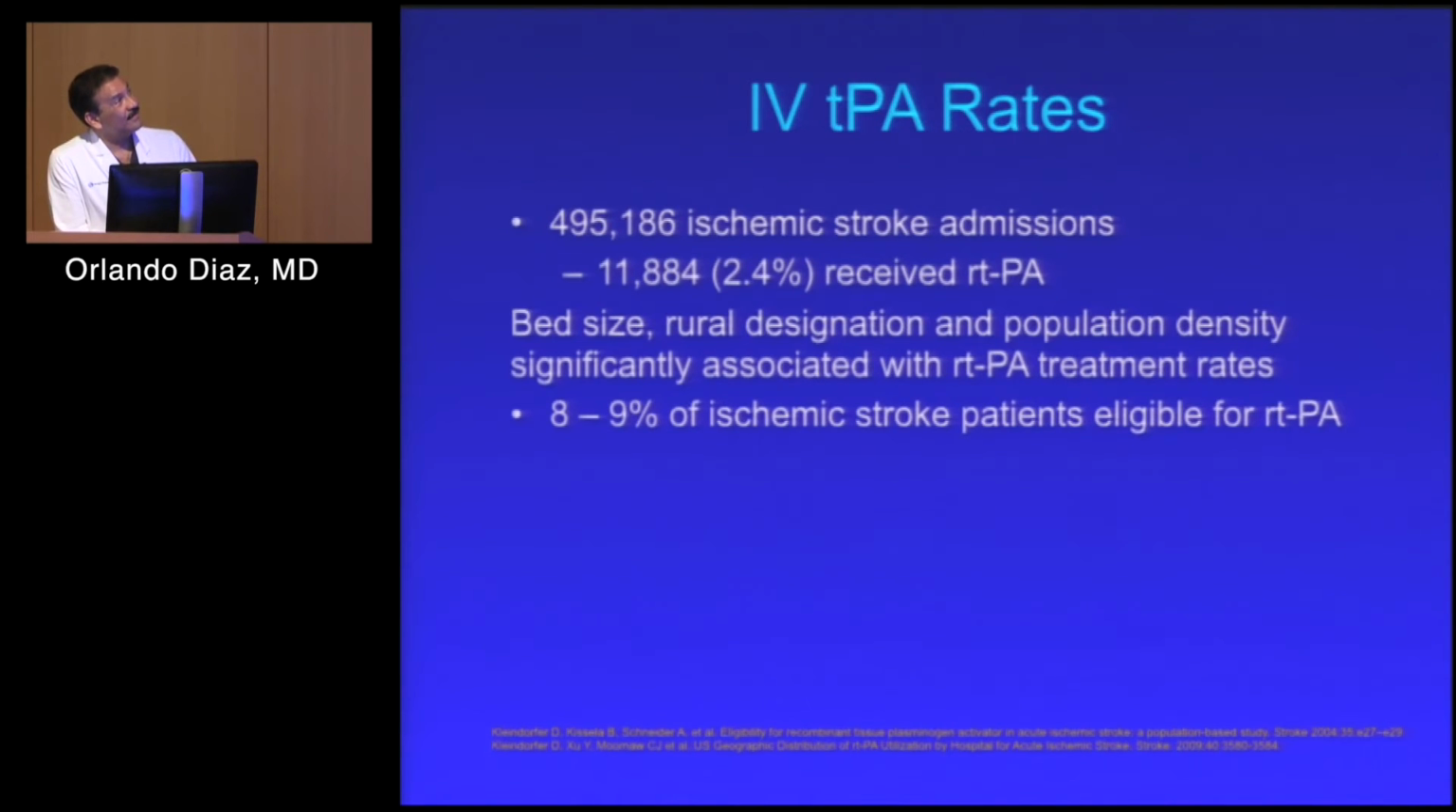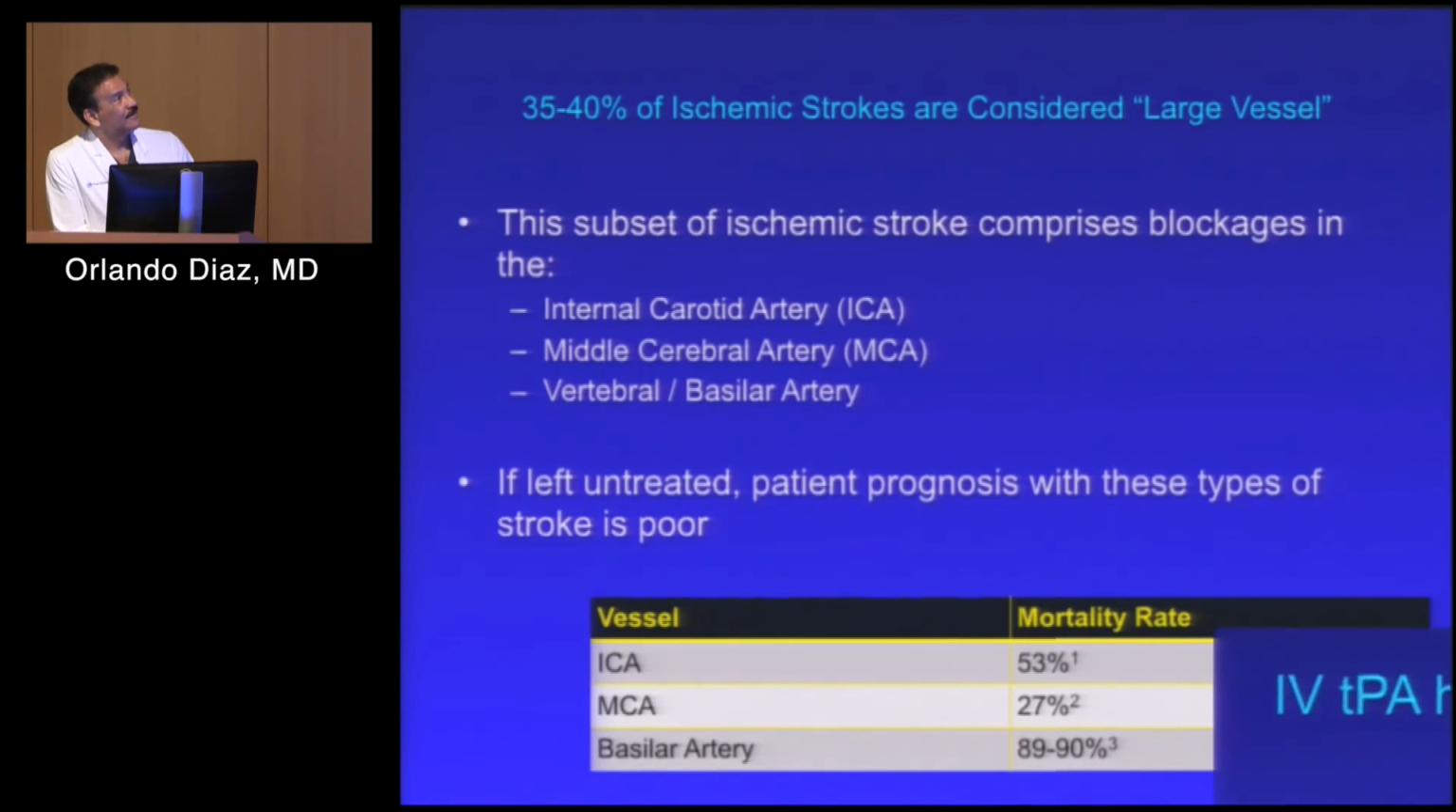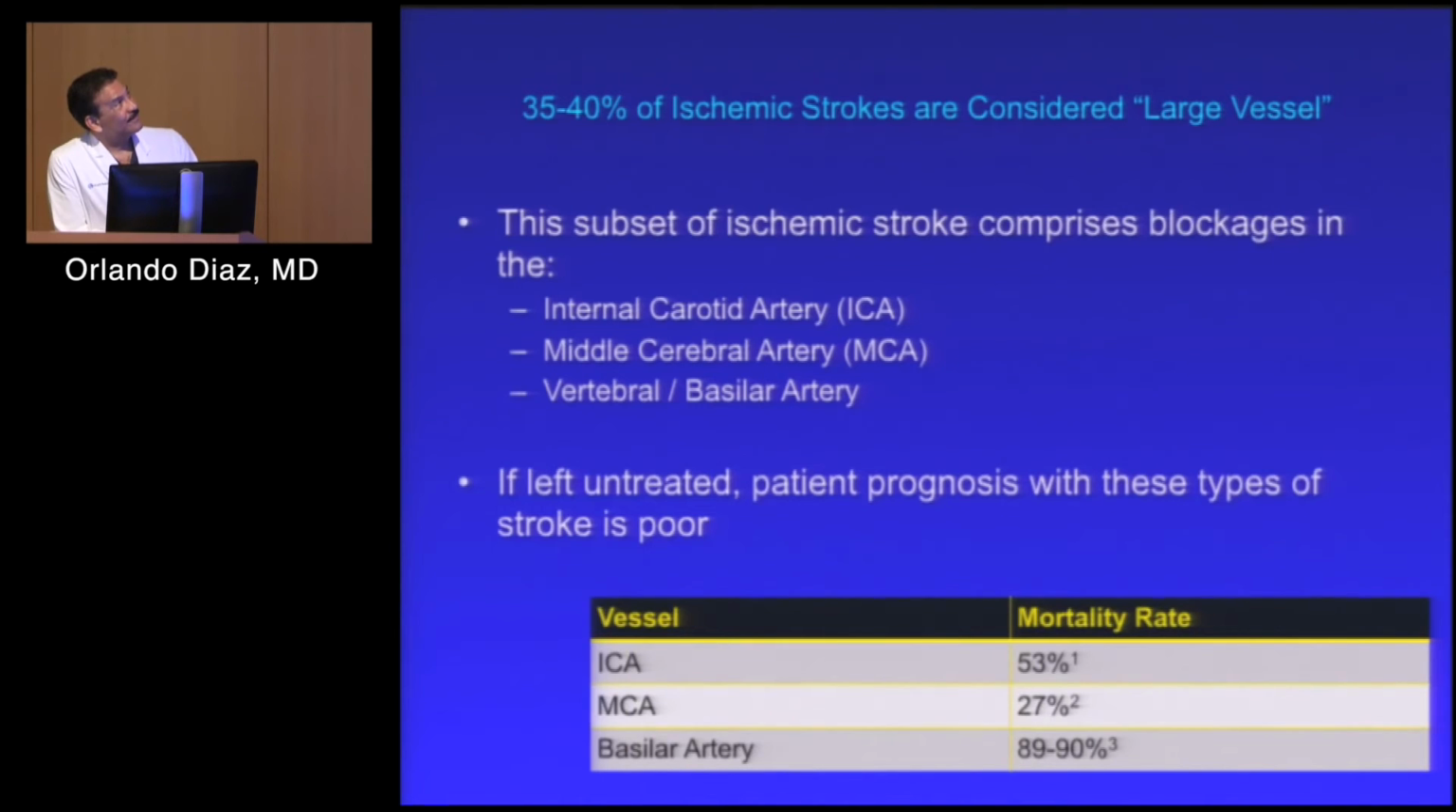Okay, look at that. In this study, only 2.4% received TPA. It's not a lot because of education, the patient is not going to the hospital. So 35 to 40%, let's introduce this term, large vessel occlusion, LVO. And what is a large vessel occlusion? We say internal carotid, M1 segment of the MCA, and vertebral and basilar.